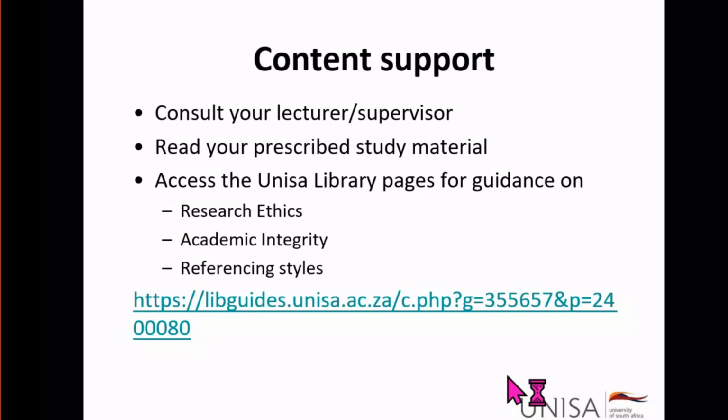And then lastly, regarding content support, you have to consult your lecturer or your supervisor on the findings of the report, of what is expected. If you do not understand, please liaise with your relevant lecturer, because they will be in the best position to advise you on what is expected for that specific submission. Consult your prescribed study material as well. Read it, know what it says. The same with the FAQ list that was posted in the chat for your convenience. Read the FAQ list that summarizes the highlights.